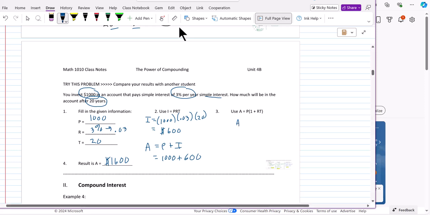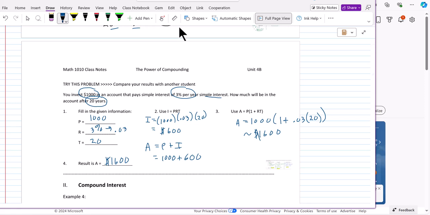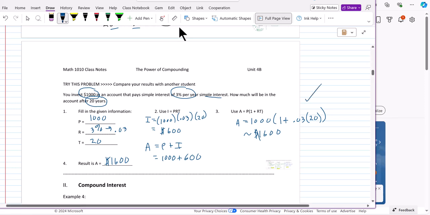If you prefer to do this formula, you just do 1,000 times (1 plus 0.03 times the time, which is 20). And if you put that in your calculator, if you use your parenthesis keys, that's going to automatically give you the 1,600. Okay. Did anybody have any trouble calculating that step 3, the A equals P times (1 plus RT)? Okay, I just put it in my calculator just like that. It'll do the whole thing for you. Okay, all right, so that's simple interest. Does anybody have a question about how simple interest works?